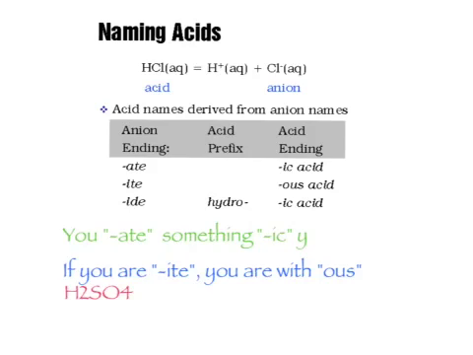So let's say I wanted to name H2SO4. You first need to look up what the SO4 ion is. So we look up SO4 and it says it's sulfate. If you ate something, it will be icky. So you end up with H2SO4 being sulfuric acid.